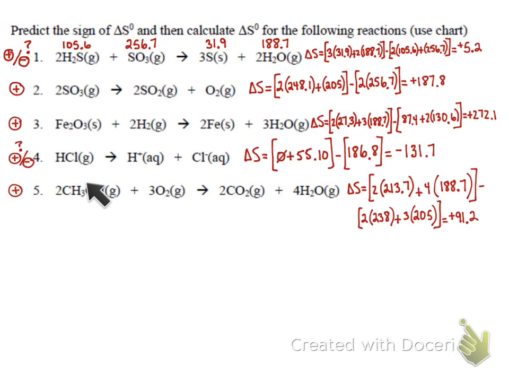For dissolving HCl gas, I was unable to predict because gas particles have a lot of entropy, but so do aqueous solutions, and I wasn't sure how that would compare. And it turns out that it is a negative entropy change, so it is a decrease in entropy. So gas particles have more entropy than aqueous solutions. And then for the last one, positive change, 2 moles plus 3, 5 moles of a gas, going to make 2 moles plus 4, 6 moles, an increase in entropy. And again, that fits what we see with the calculations, which is positive 91.2.